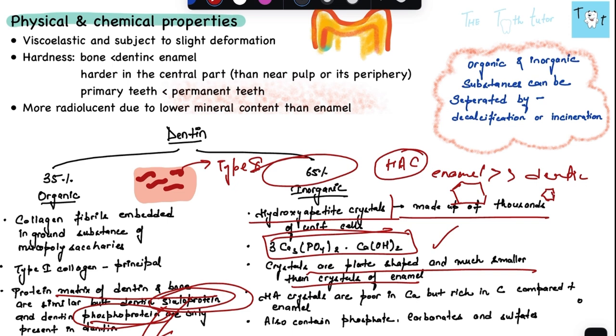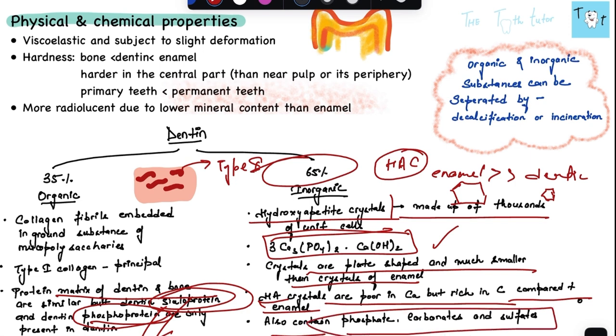The hydroxyapatite crystals are poor in calcium but rich in carbon as compared to enamel. They also contain phosphate, carbonates, and sulfates. So this is about the inorganic component. It is mainly hydroxyapatite crystals.